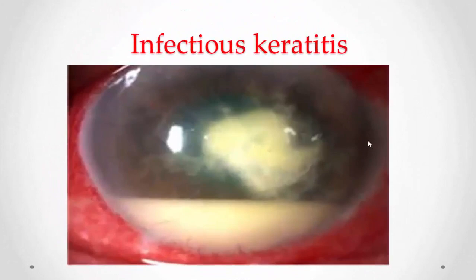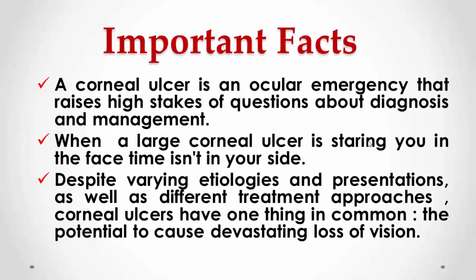Infectious keratitis. Important facts about infectious keratitis. We should consider corneal ulcer an ocular emergency, especially with regard to diagnosis and management. When you face a corneal ulcer, the time factor is very essential and important. You should also know that despite varying etiologies, presentations, and different treatment approaches, corneal ulcers have one thing in common: they can cause irreversible loss of vision. So it is considered an ocular emergency.